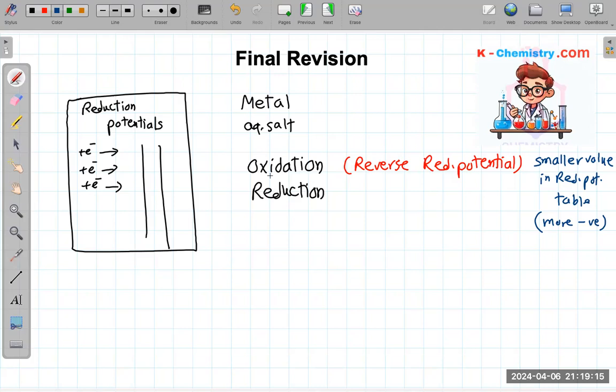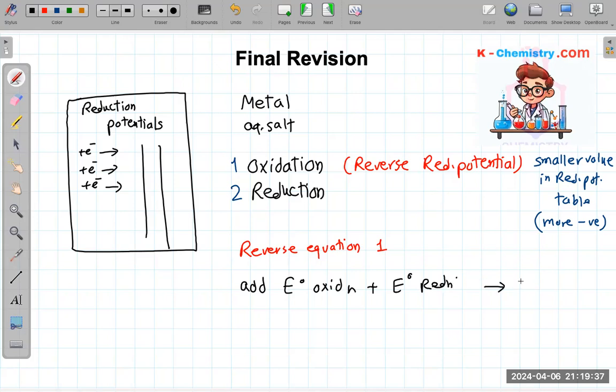And in order to change it from reduction to oxidation, you have to reverse the equation. So reverse equation number one, which undergoes the oxidation, and then I will add them all together. Add the E node of the oxidation plus the E node of the reduction.